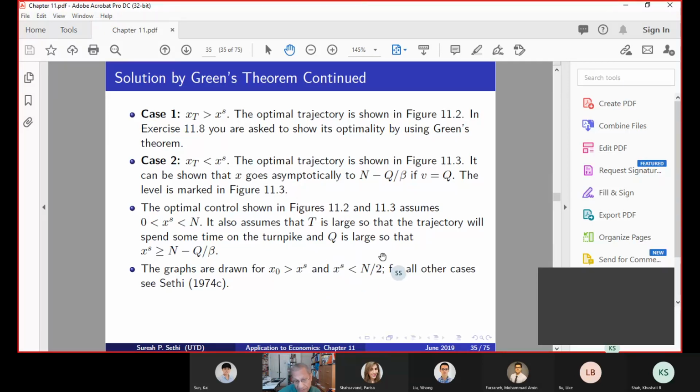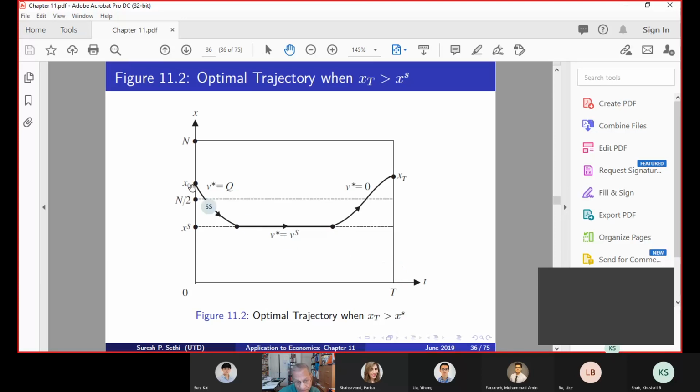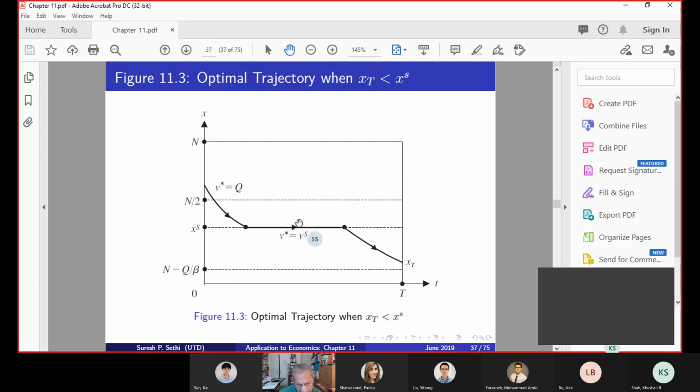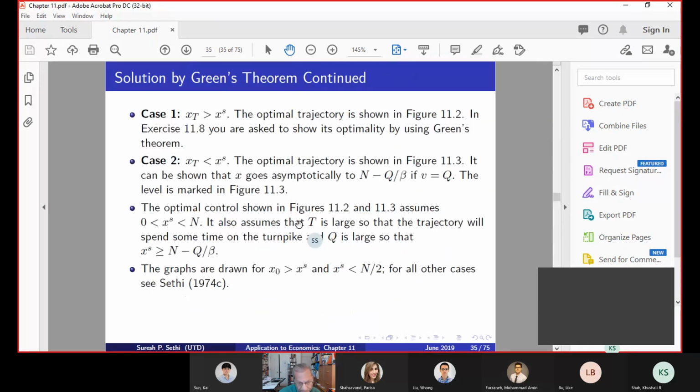And of course, we're assuming t is large so that we have a chance for this and a chance for this. If t is not large, then it will go here and then go. And we did that in chapter 7. What else is here? Assume this is less than n. Assume that t is large, so the trajectory will spend some time. And q is so large that x is always going to be bigger than this.